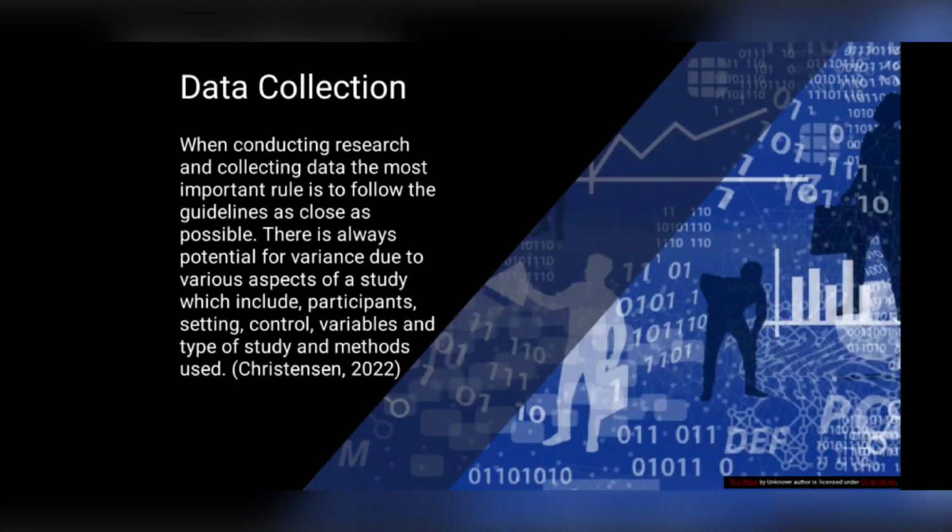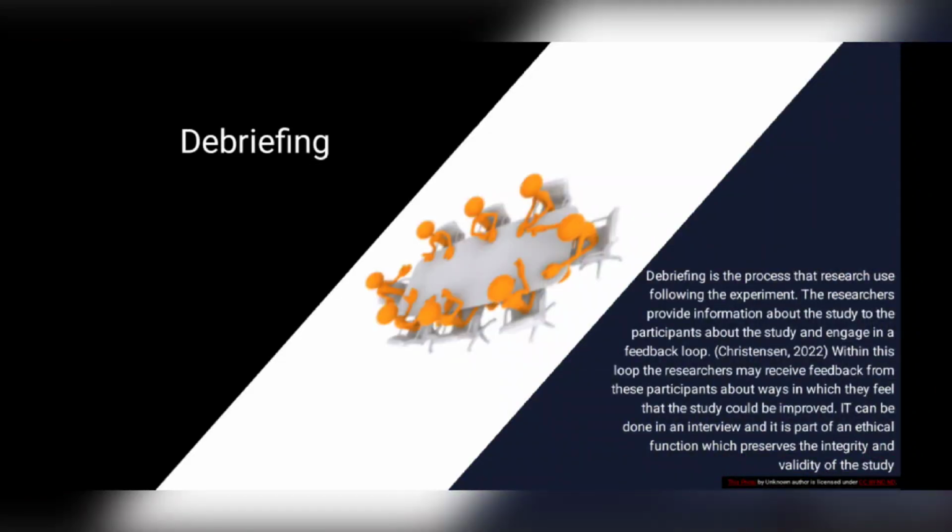There is always potential for variance due to various aspects of a study, which include participants, setting, control, variables, types of study, and methods used. Debriefing is the process that researchers use following the experiment. The researchers provide the information about the study to the participants and engage in a feedback loop.